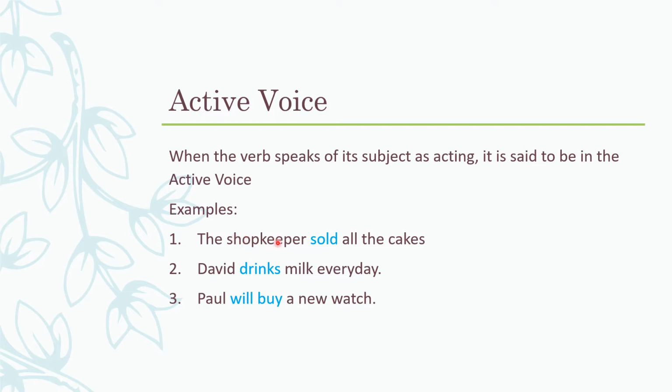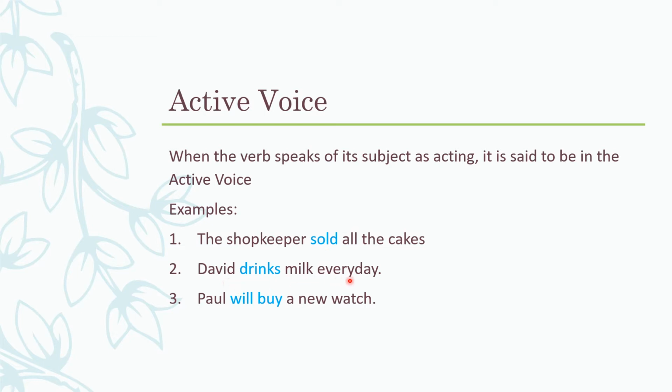Examples: the shopkeeper sold all the cakes. Here the verb sold is highlighted. The verb speaks of its subject. The subject is shopkeeper as doing some action. The shopkeeper sold all the cakes. So here this is in the active voice.